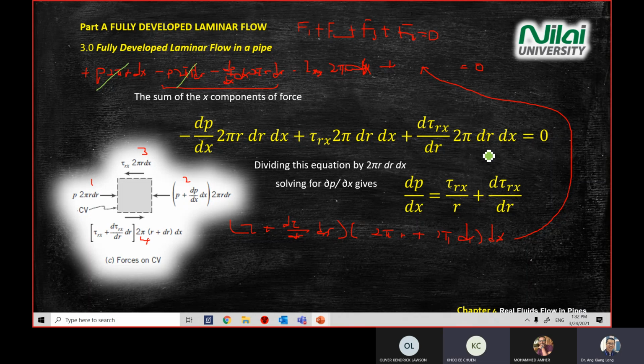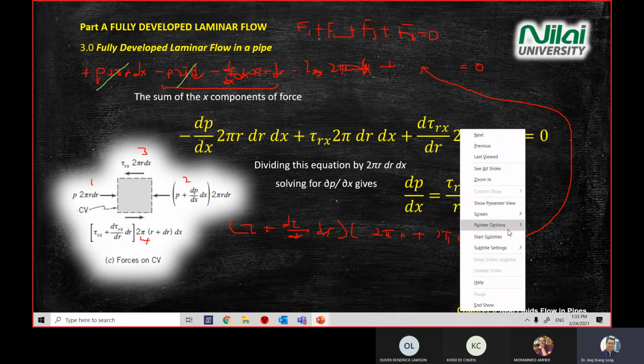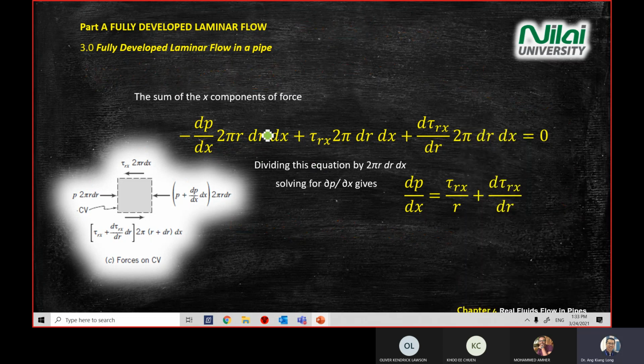Yeah, I understand. So you just sum up all these four forces, then you write a very long equation: equation 1 plus equation 2 plus equation 3 plus equation 4. Then you expand the fourth one. Then you start cancelling. At the end, you'll get this equation. Then after that, you simplify. You divide all these terms. Take out this term. Divide. Then you rearrange. You'll get dp over dx equal to shear divided by r plus d shear over dr.